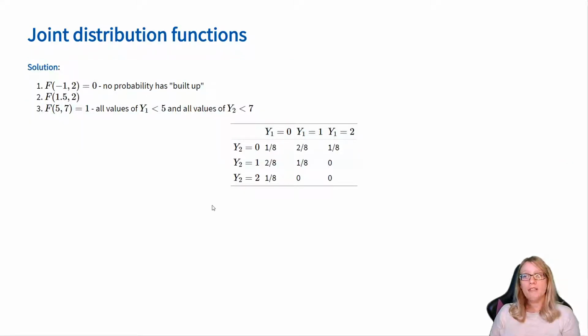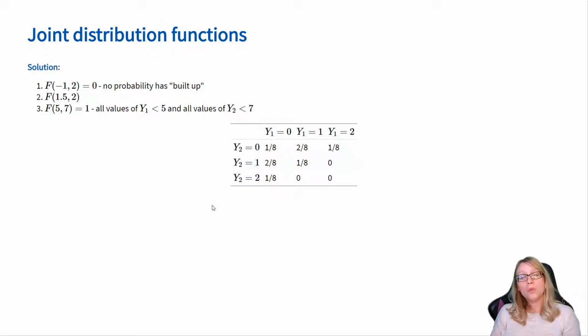So here's our CDF in the table below. Let's start by going through each of these possible outcomes, starting with the first. It's not possible for y1 to be less than 0. 0 is the lowest possible value.